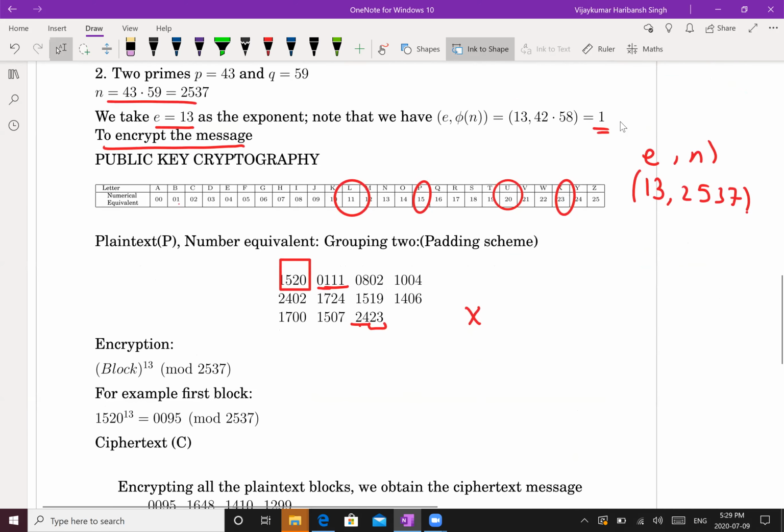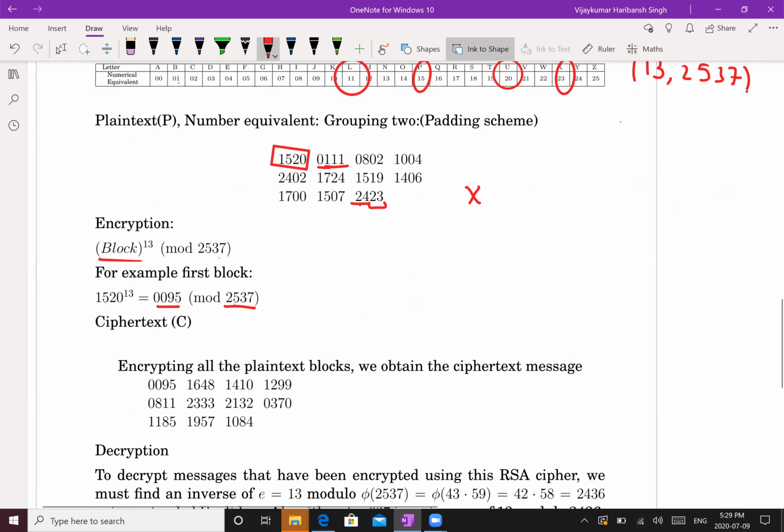So how is the encryption done? For each block, you raise it to the power 13 mod n, which is mod 2537. For example, for 5120, the first block, 5120 to the power 13 mod 2537 is 0095. So this is the ciphertext coming out of the plain text. Okay.